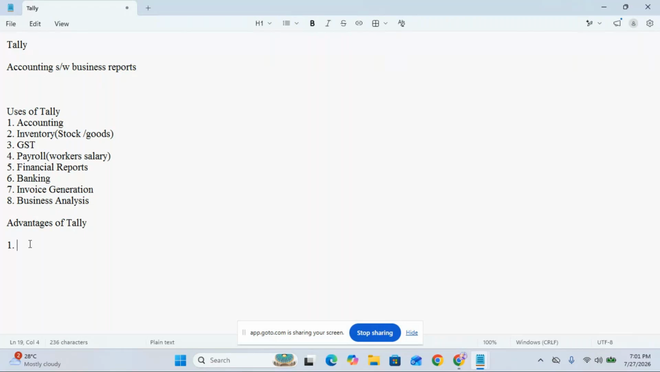Okay, fine. So the first thing is it is very easy to learn and use. As I told you, if you know the concept of debit and credit, you can learn Tally. That's why even non-accounts students can learn Tally. The first point is that it is very easy to learn. And it saves time and reduces calculation errors.